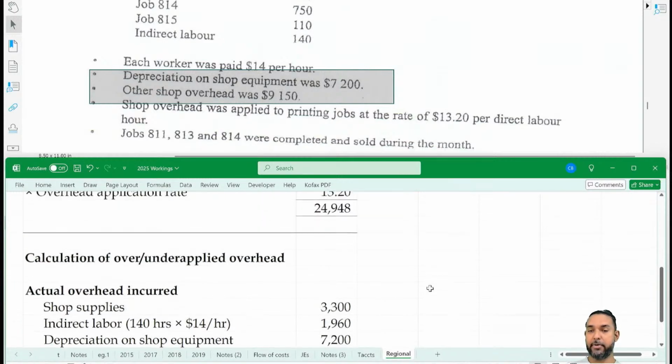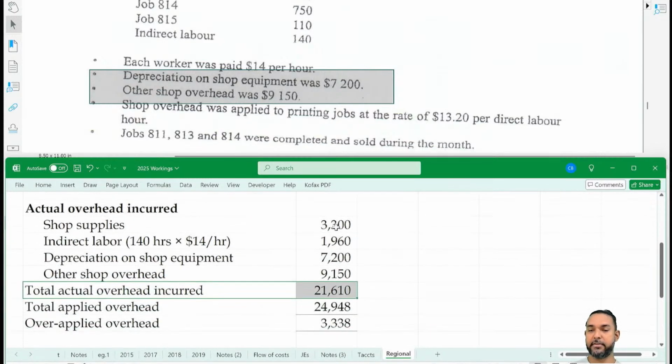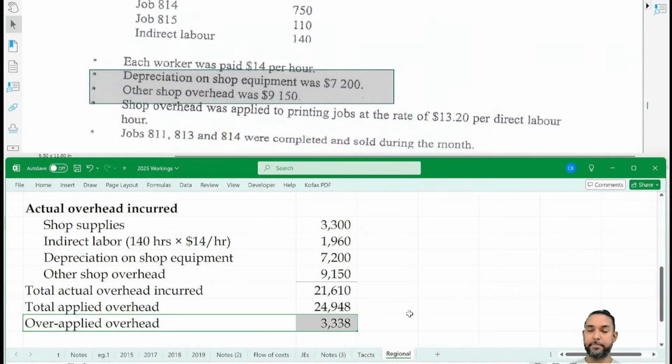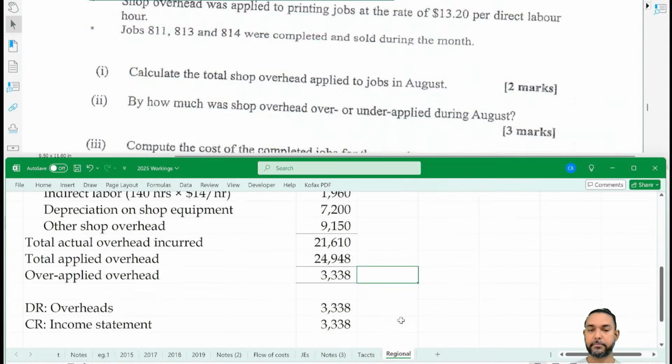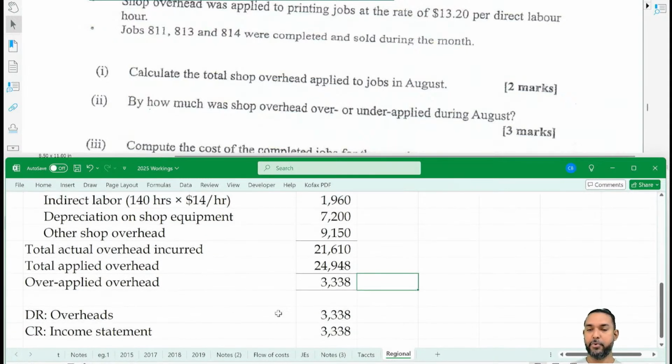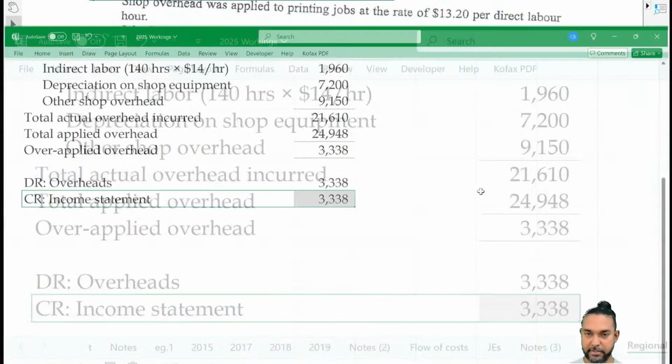And we've applied how much? 24,948. Right, so all we have to do is find the difference, right? It's neither negative nor positive. Doesn't matter which one you put, just put the difference, right? So we've shown that overhead has been over applied. By how much was shop overhead over applied? 3,338. Right, and you debit overheads that and credit income statement that, right? I'll send a picture of this in the chat too.